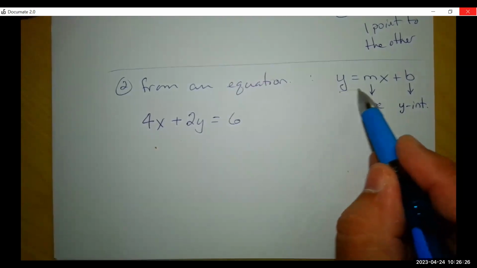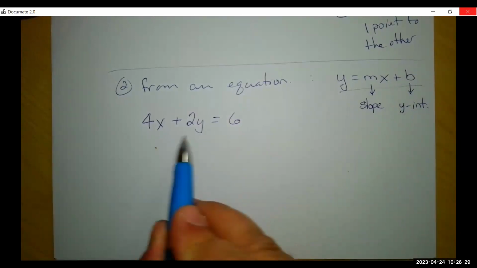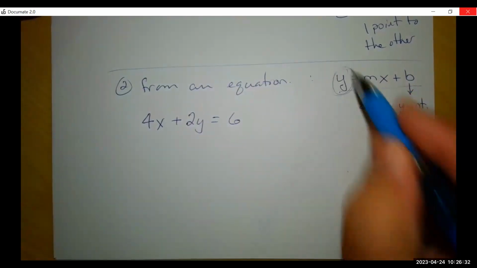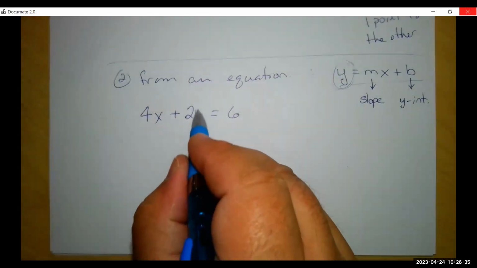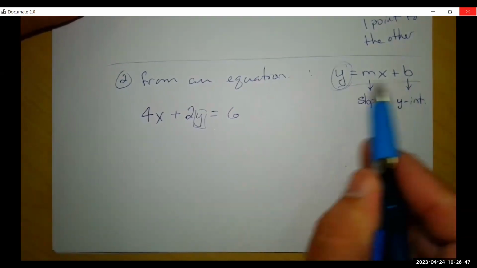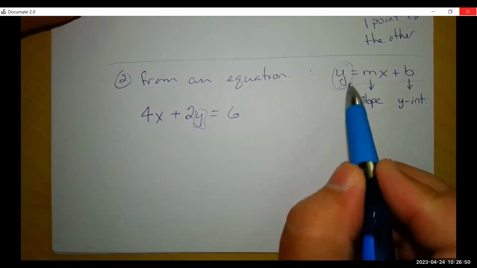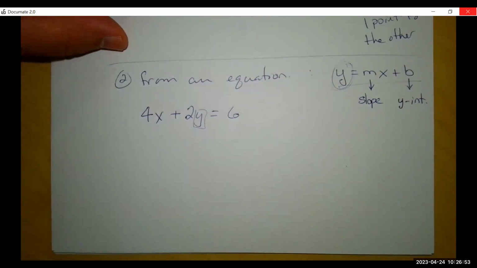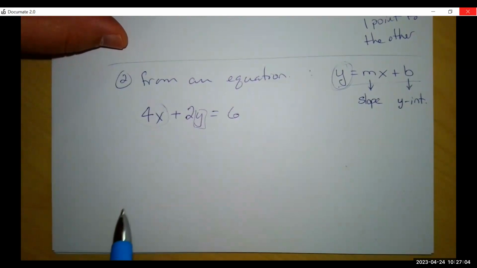Well, is it in this form? No, we have to solve for y. So the first thing to do is solve for y. What do you have to do first? No. We're trying to get the equation here. We want to solve for y. How do you solve for y? You want to get y by itself. What's the first thing you have to get rid of? The 4x. This is one number. How do you get rid of the 4x?